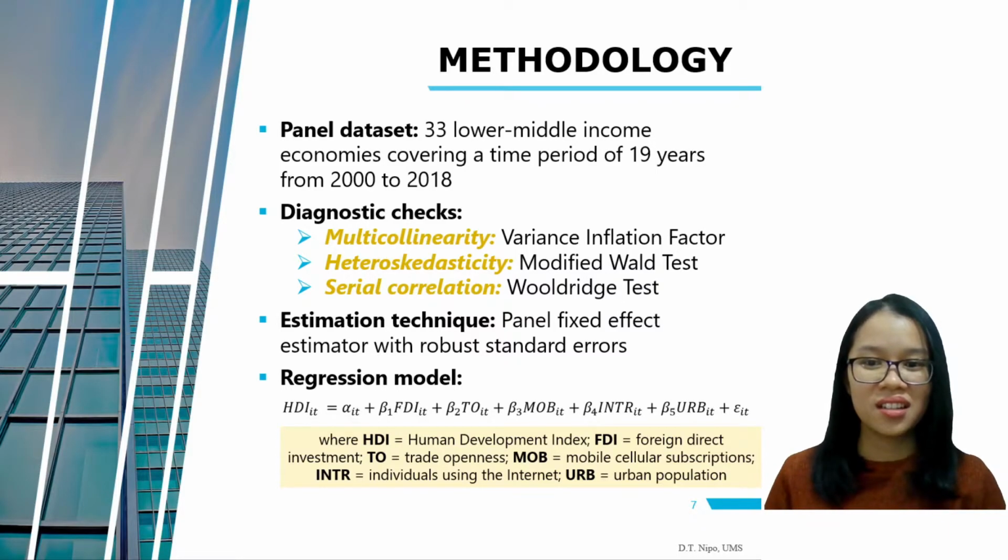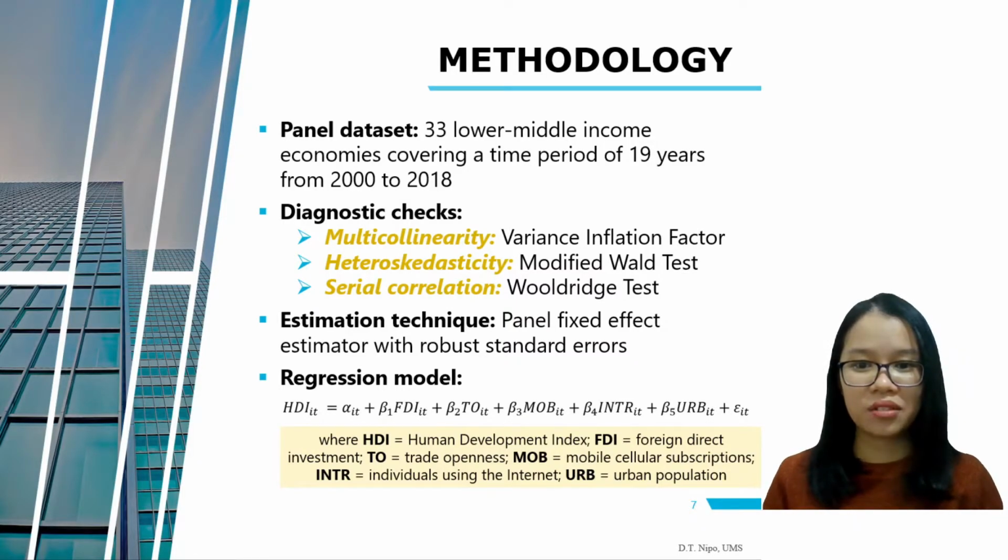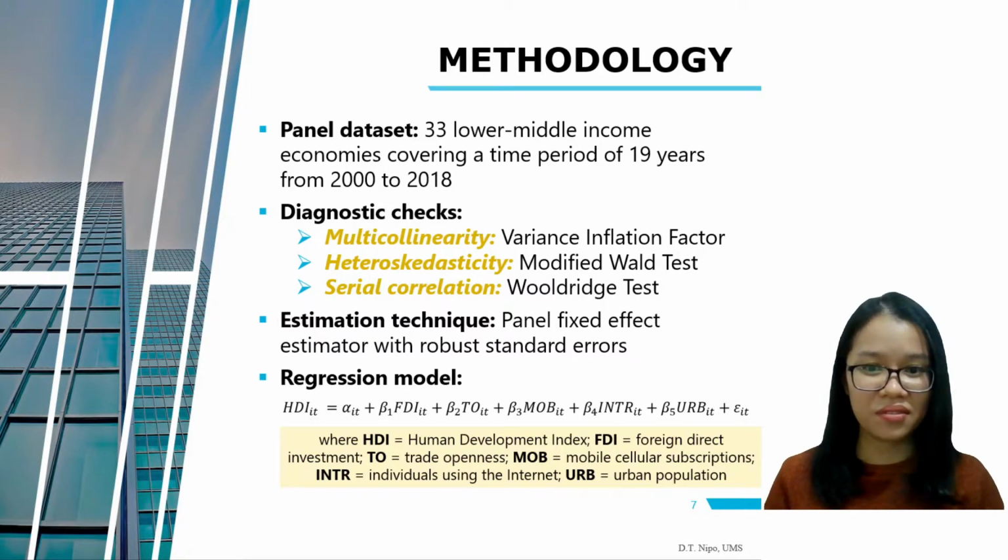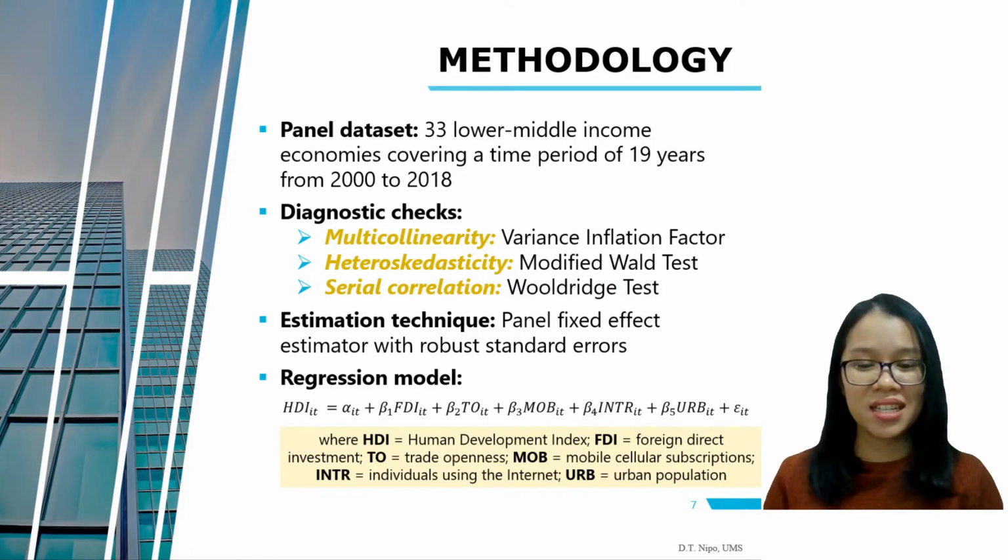Now, the main estimation technique used in this study is a panel fixed effect estimator with robust standard errors. The regression model used in this study is as shown in the slide, in which on the left-hand side of the equation is the dependent variable, which is represented by HDI or Human Development Index. And on the right-hand side of the equation are the independent variables measuring globalization.